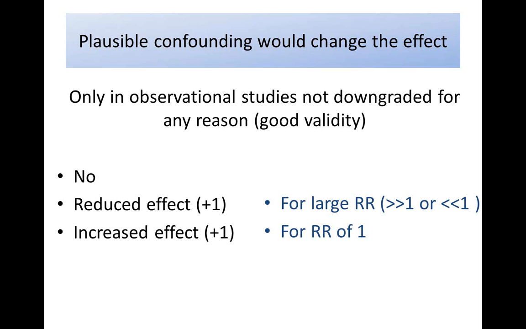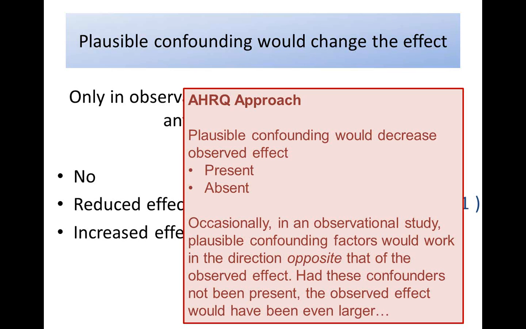Here we also only move by 1 point, but in the GRADE profiler software it asks you to talk about whether or not the effect would have been reduced or would have been increased based on the confounding that you've seen. Right, the ARC approach here is the same. Plausible confounding would decrease observed effect, present or absent. And then they talk about the fact that in an observational study, plausible confounding would work in the opposite direction, and the effect would have been even larger. They only talk about an effect that would have been larger.